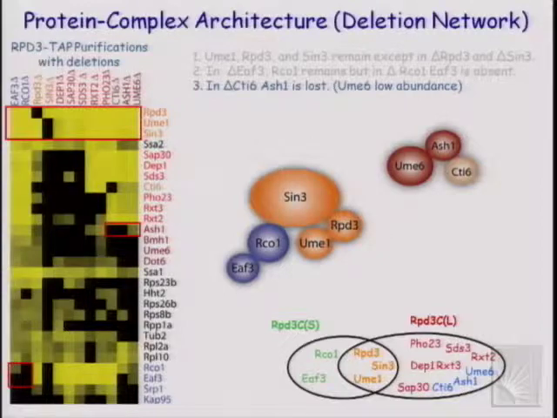The UMA6 one, we still have ASH1 present. ASH1 deletion, we're losing everything. So it looks like we have CTI6 when it's deleted, which is a key component. It's a stoichiometric component of this. Not much else happens except for ASH1 and UMA6.